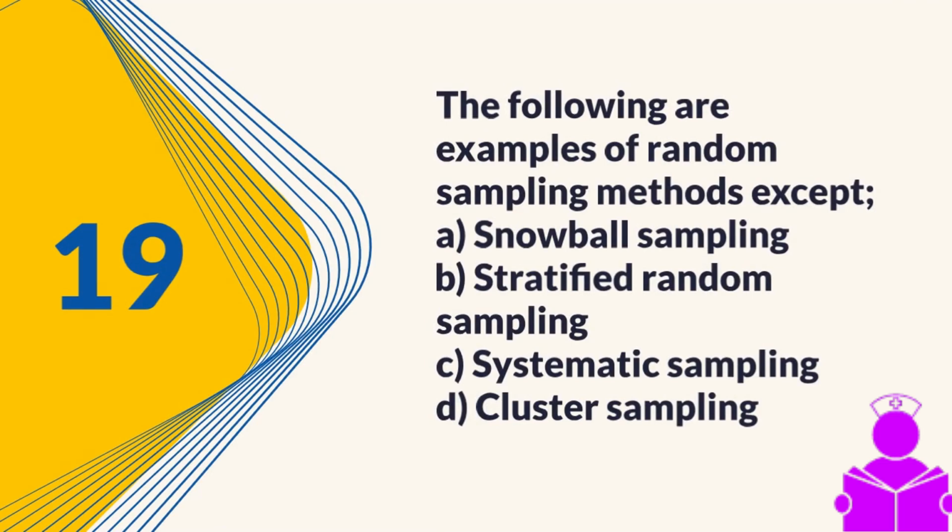19. The following are examples of random sampling methods except A. Snowball sampling, B. Stratified random sampling, C. Systematic sampling, D. Cluster sampling.